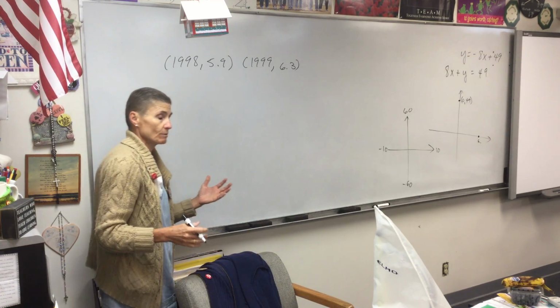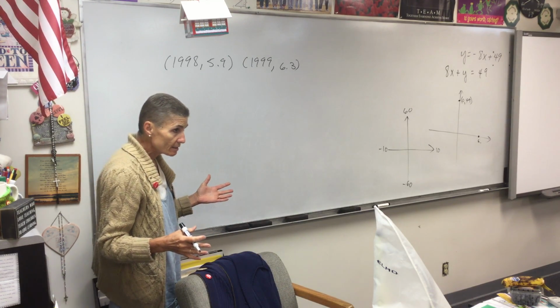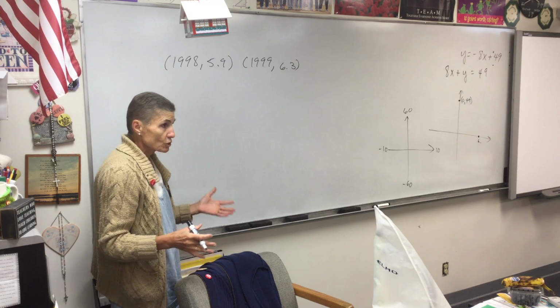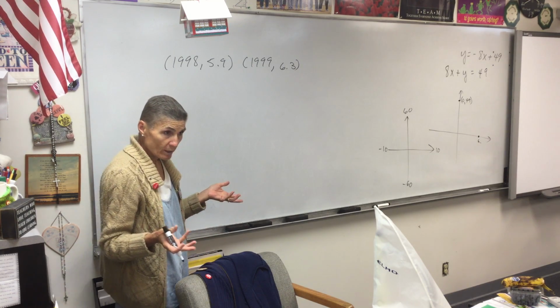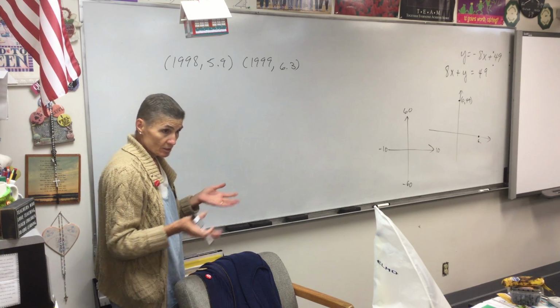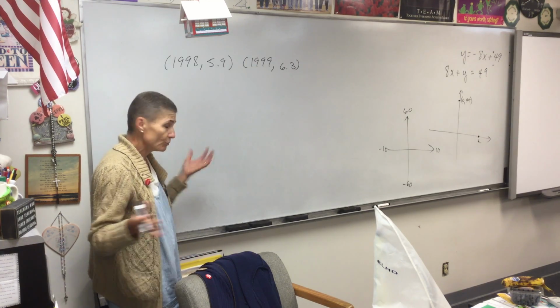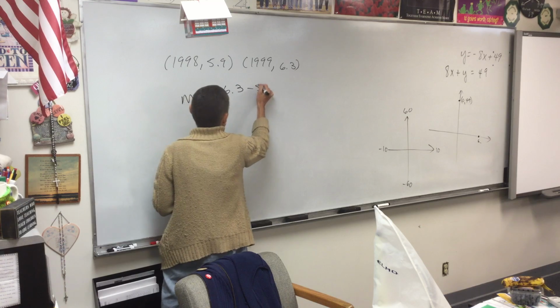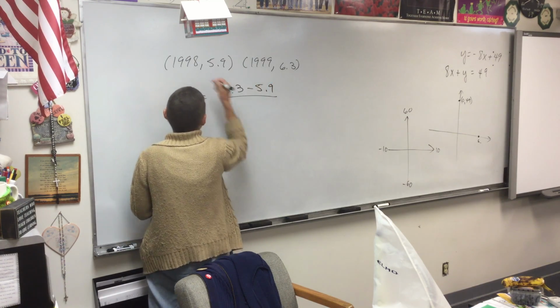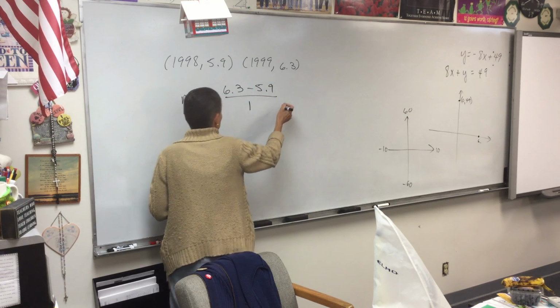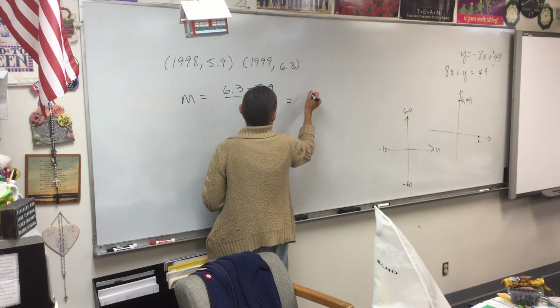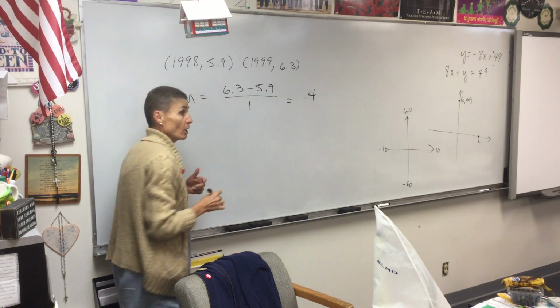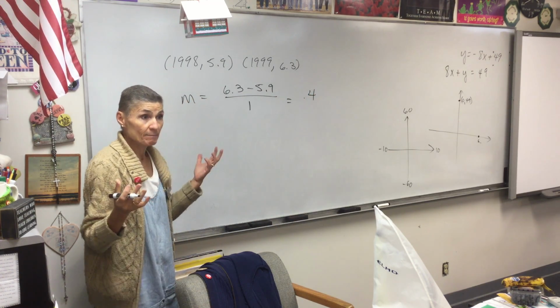Okay, what does that mean? Write the equation of the line. So what do I need to write the equation of a line? The slope. No matter how you're doing it, you've got to have the slope. So the slope is going to be 6.3 minus 5.9 over 1, which is 0.4. So my slope is 0.4, if I did my arithmetic right.